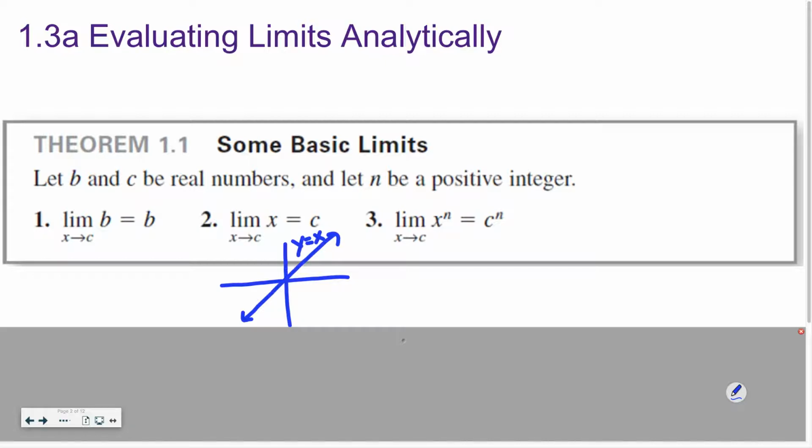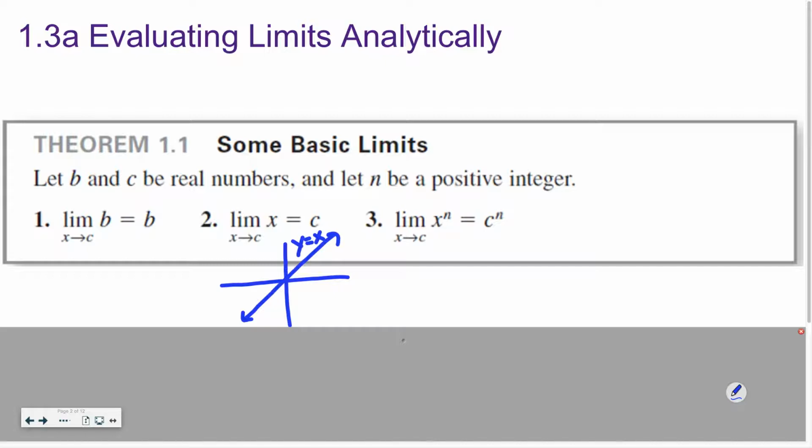We know what this graph looks like. We don't have to draw it out. We can just think about all the x's and y's being the same. And then number 3, the limit as x approaches C of x to the n is C to the n. Essentially, all we have to do is take this C value and plug it in for x. I know that not all of us really like the x's and c's and a's and b's and blah, blah, blah. So we're going to do some examples to where you can see exactly what I'm talking about.